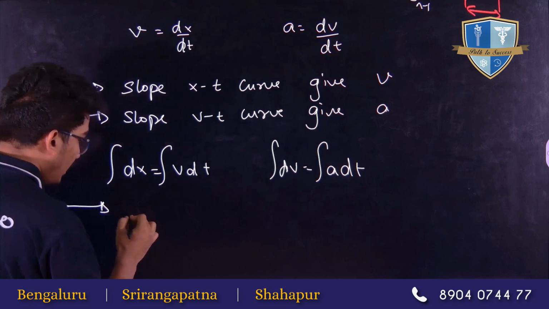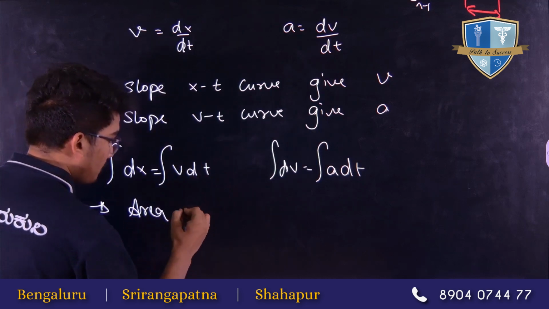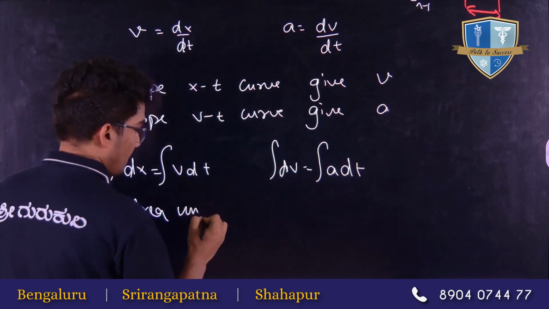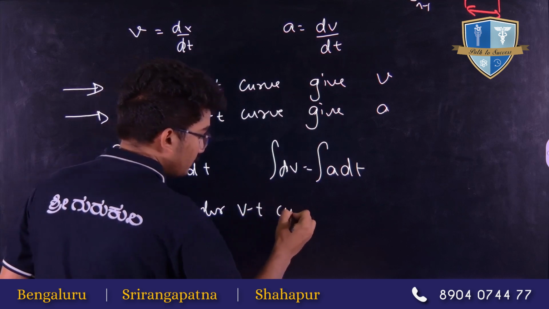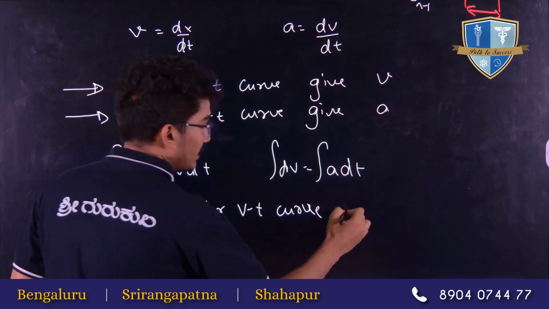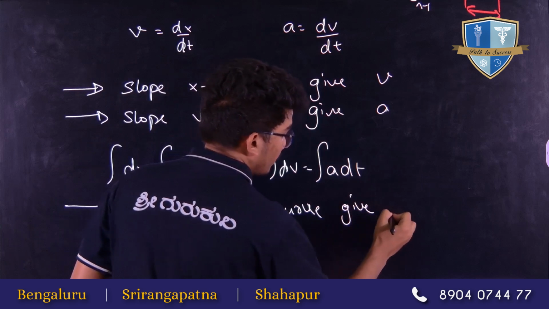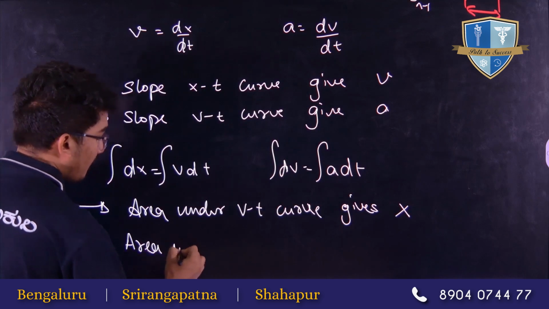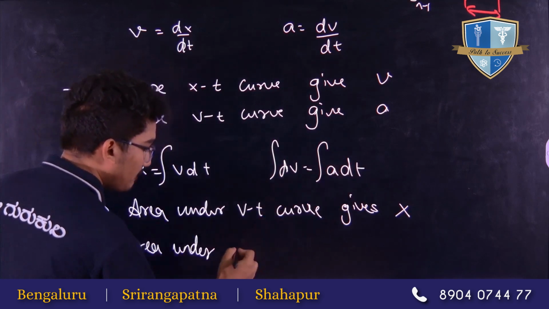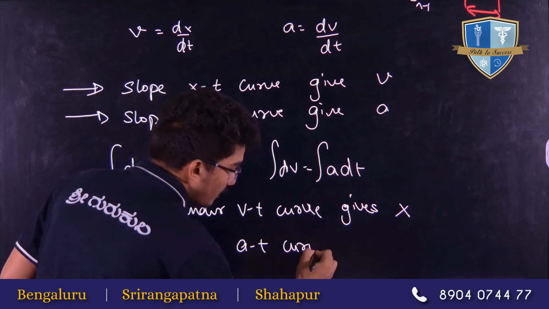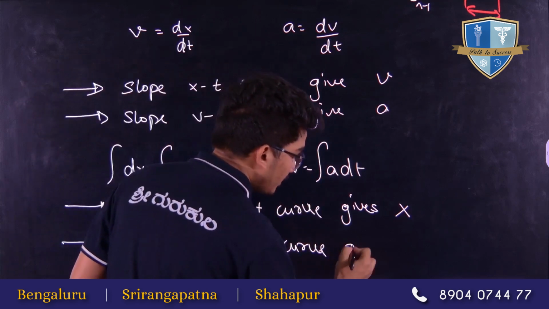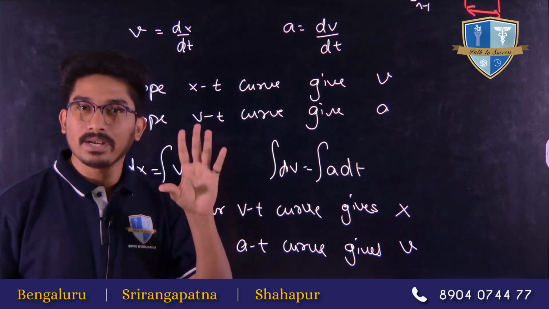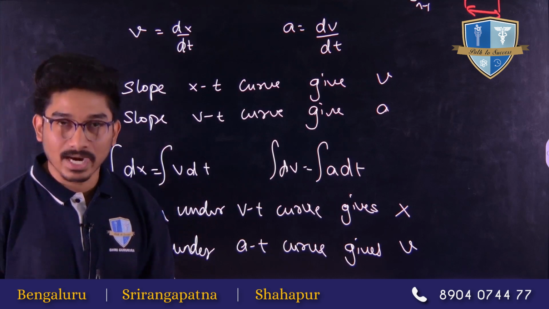It means the area under the velocity-time curve will give displacement. And similarly, the area under the acceleration-time curve will give us velocity. So these are the important concepts that we require to solve each and every competitive question for motion in a straight line. And now we will start solving a few questions.